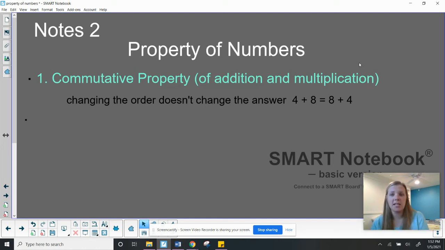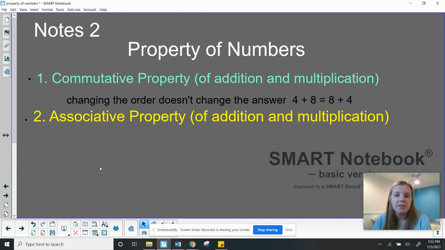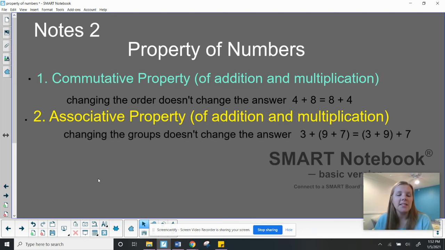But if you look at that example, 4 plus 8 is 12, 8 plus 4 is 12. It doesn't matter what order you write it in. The next property is the associative property of addition and the associative property of multiplication. Again, there's 2 properties there. And the associative property says that changing the groups doesn't change the answer.